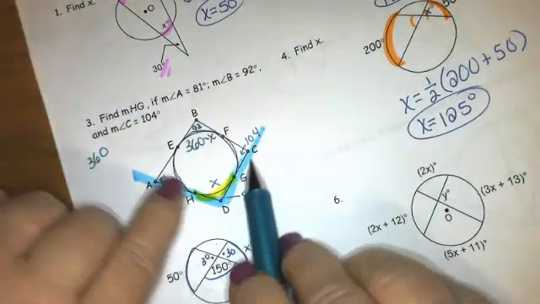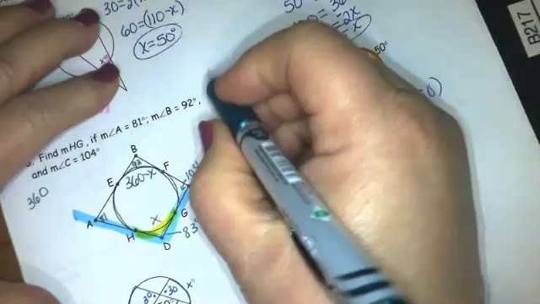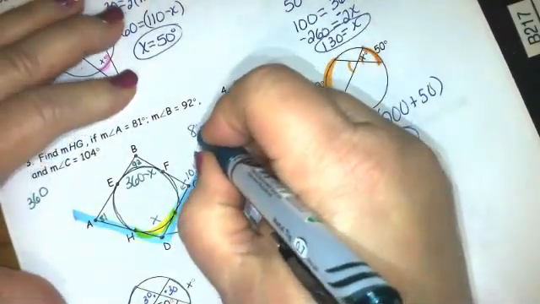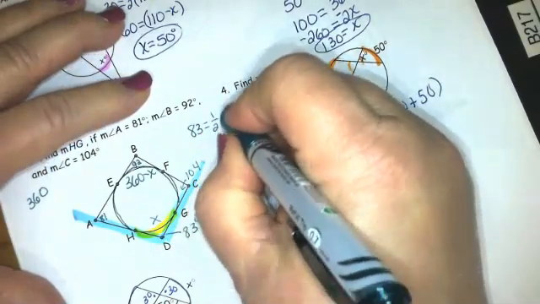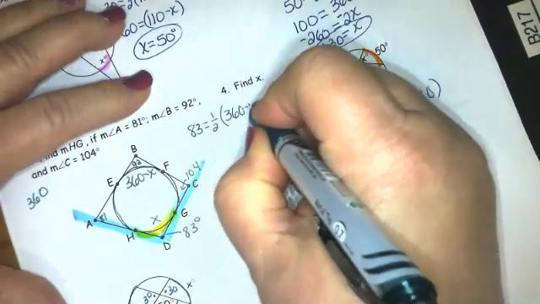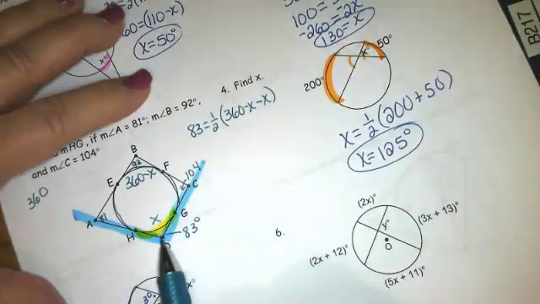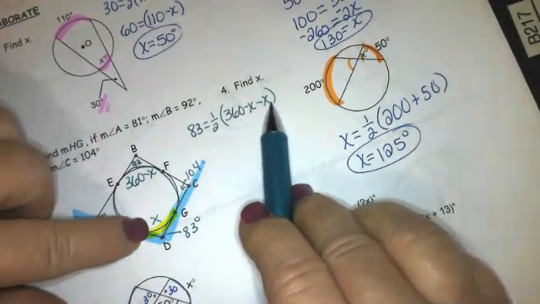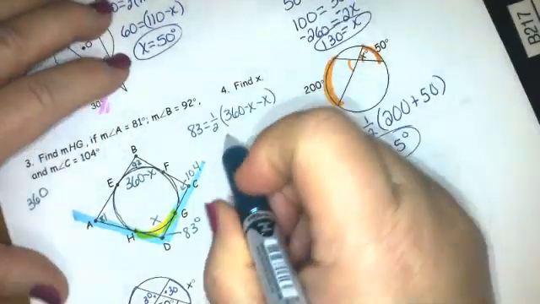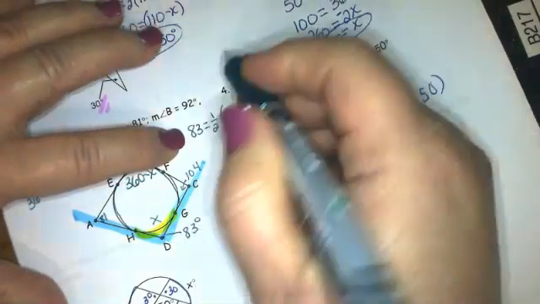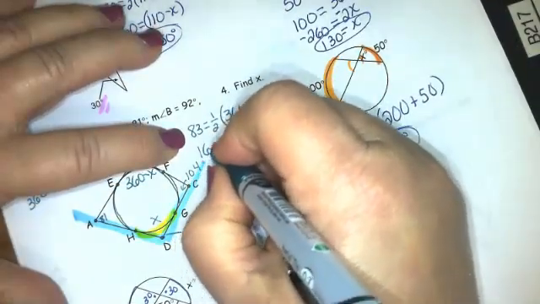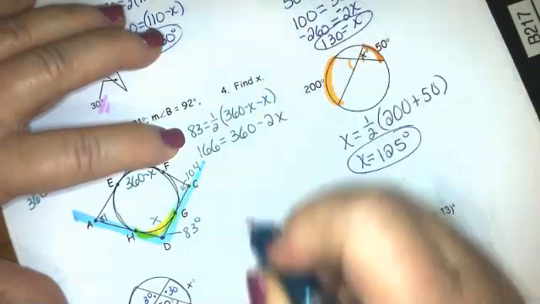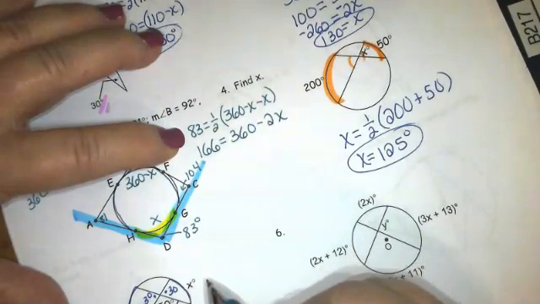That's going to come in handy when you have your two tangent lines. So the rule is the vertex is outside of the circle, so the angle equals half of arc minus the other arc. 360 minus X is the big arc, X is the little arc, so you need both of those X's. If I multiply both sides by 2, I can get rid of that 1/2. So 166 equals 360 minus 2x.